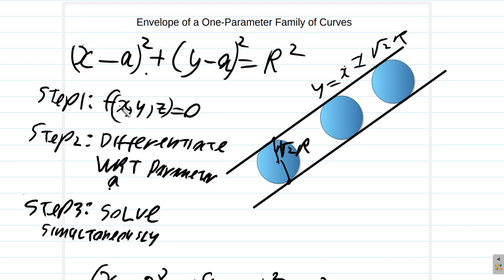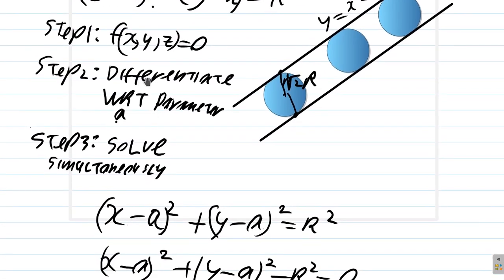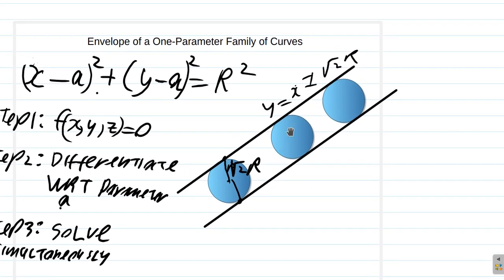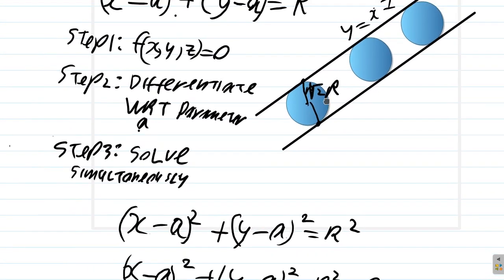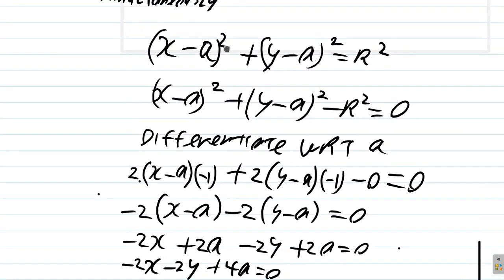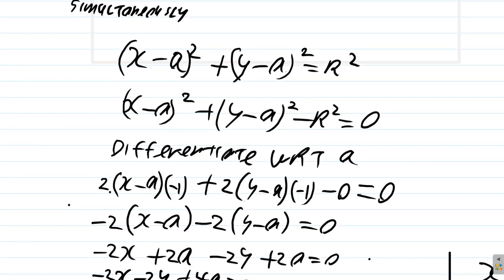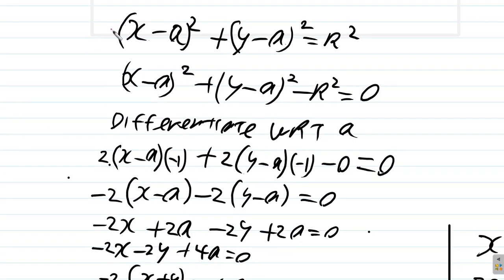So in step 1, write everything as f of x, y, a equals 0. In step 2, differentiate with respect to the parameter a. Step 3, we solve simultaneously. The envelope would be two straight lines that are tangential to the family of circles. In this case, our curves are circles, right? Now, we write back the equation here, and we write everything on the left, equals 0 on the right.